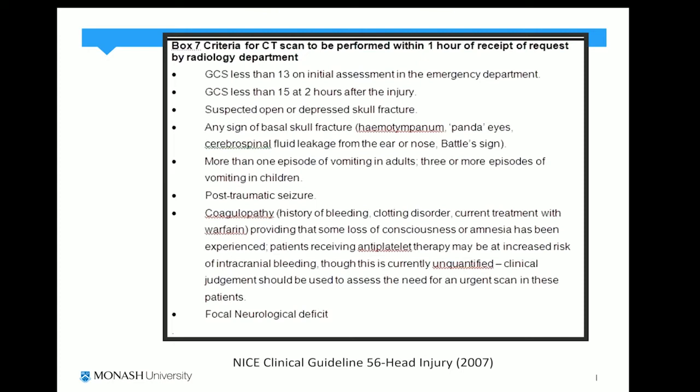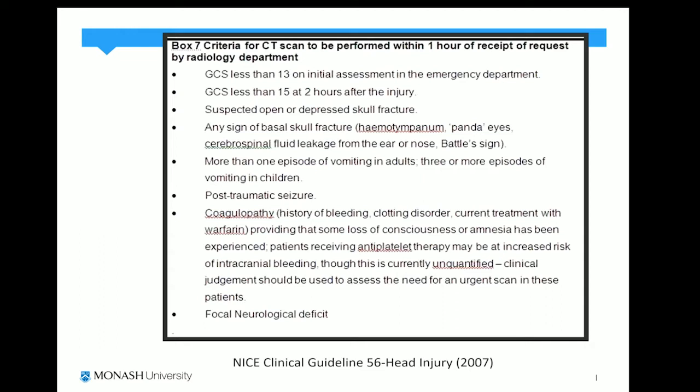Now, the NICE clinical guidelines is guidance that has been developed in the UK, but some of it has been adopted in Australia as well. This gives you a nice idea of when a patient should be referred for a CT scan. So the patient is sent for a CT scan if the Glasgow Coma scale is less than 13 on initial assessment, or if it's less than 15 2 hours after the injury, and then also if there is a suspected open or depressed skull fracture. So those are the main indications for a CT scan.